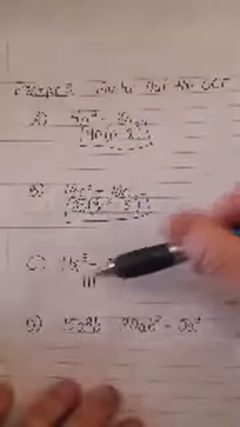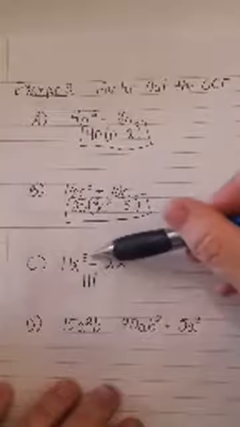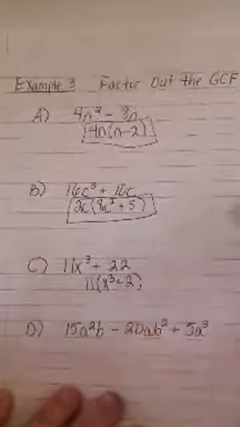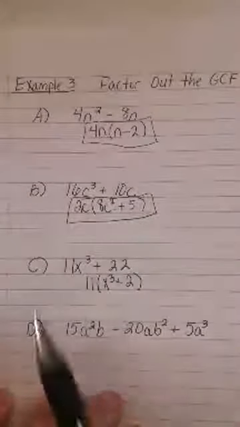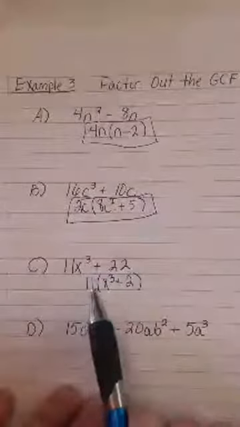So you just write your 11 down and then do the distributive property backwards. 11 times what is 11x to the third, and it's x to the third. And then 11 times what is 22, and it's 2. Then check it. 11 times x to the third is 11x to the third. 11 times 2 is 22. That is your answer.